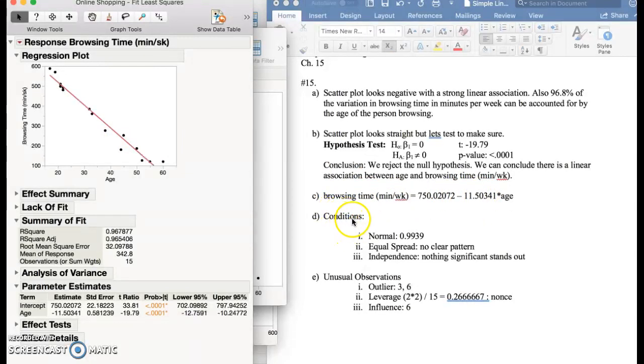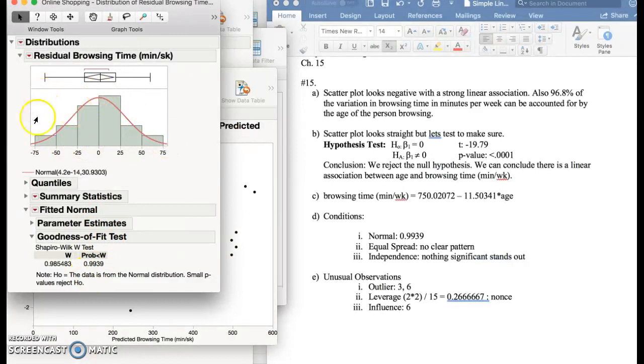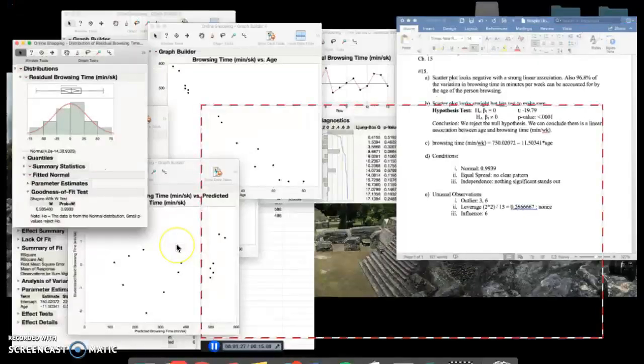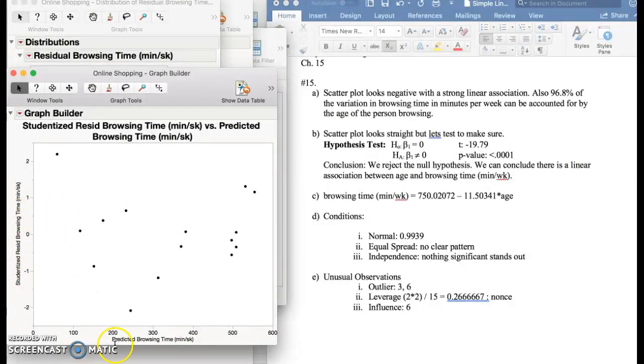The last thing I asked for is our conditions. So, with a distribution model of the residuals, we can see that the graph looks about right, and our Shapiro-Wilk test gives us a very high value, which means the data is from a normal distribution. Next, we check for equal spread. And so with our studentized residuals by our predicted browsing time, we can see that there is no clear pattern. So I would say that yes, the equal spread condition is met.